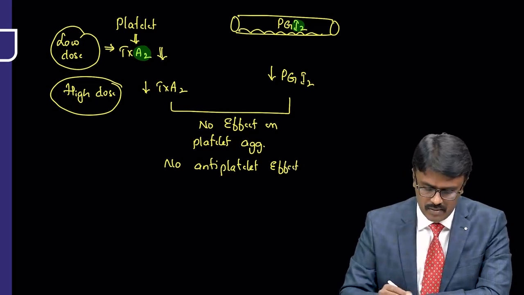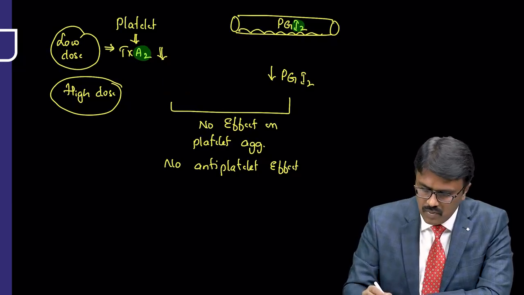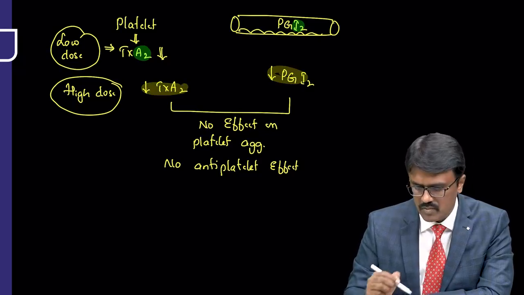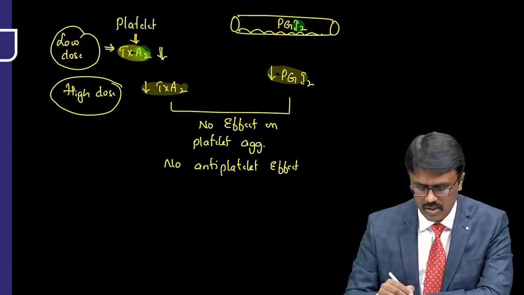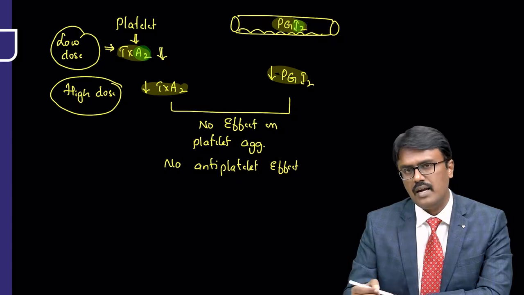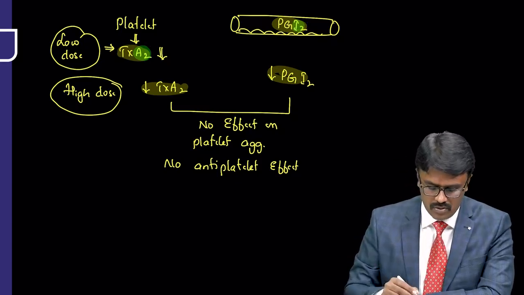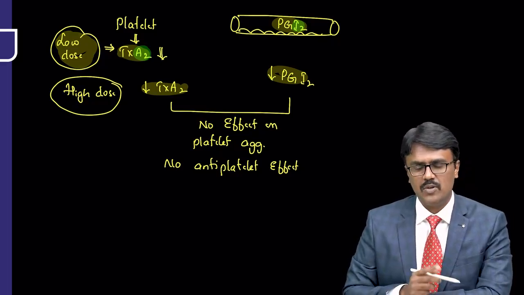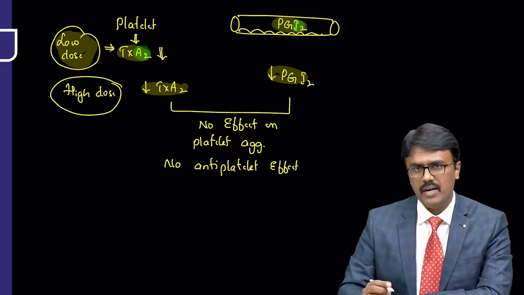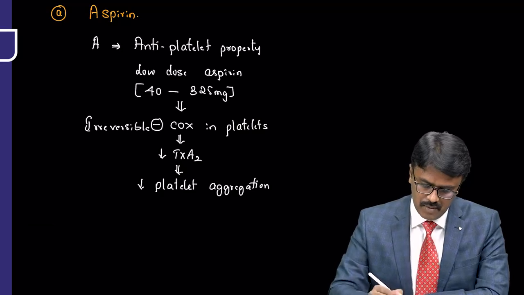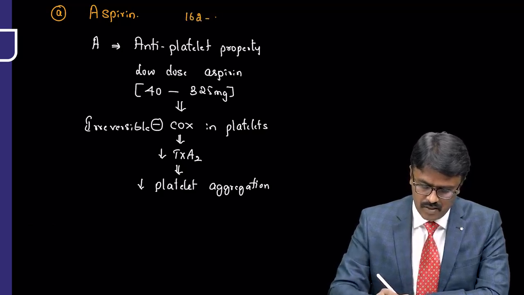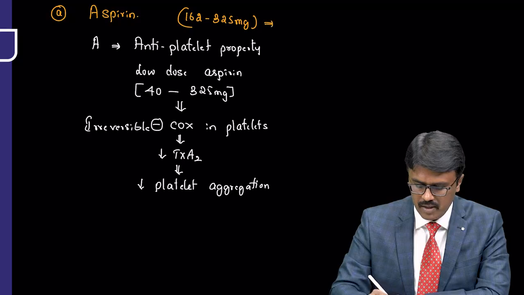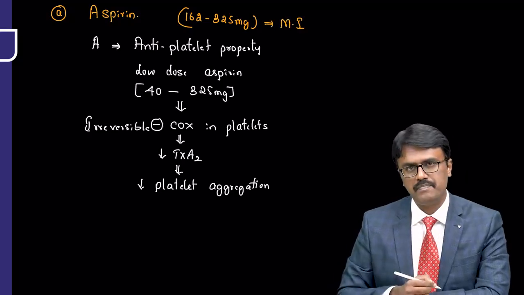Both thromboxane A2 as well as PGI2 come down with the higher dose. But in lower dose, only thromboxane A2 comes down, PGI2 still works and platelets get inhibited. That's why low dose will have antiplatelet activity. So number 1, A, antiplatelet activity. And remember, during MI, the dose of aspirin should be 160 to 325 milligram. That is the dose of aspirin during myocardial infarction.